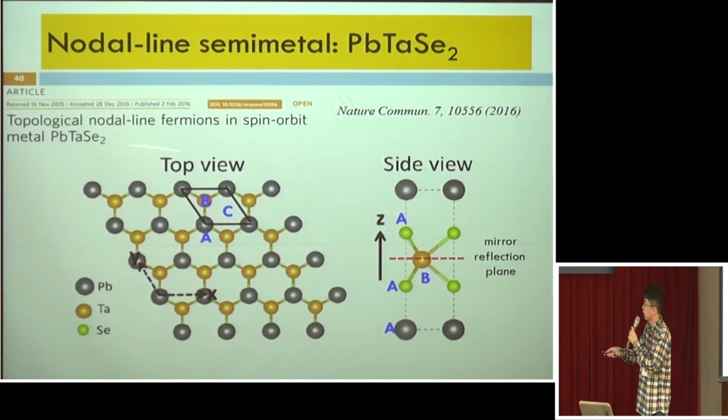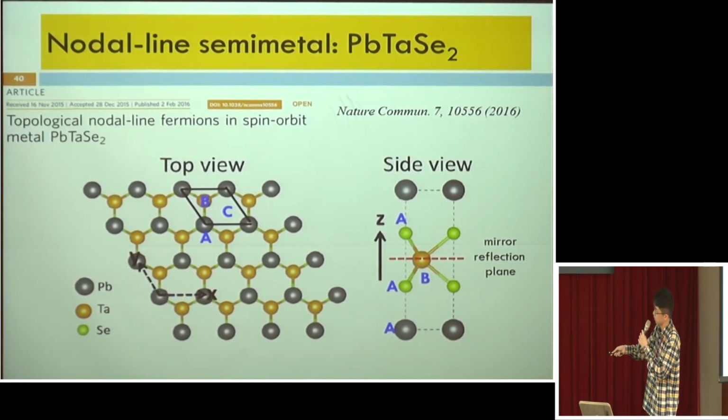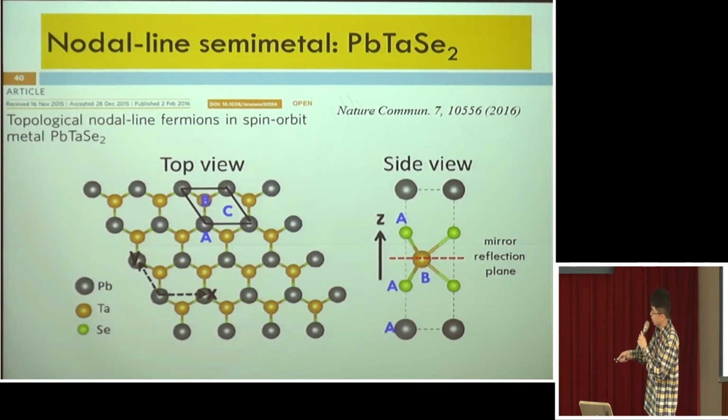We noticed a layered tantalum selenide. It has a layer structure. This system lacks inversion symmetry, but has a mirror symmetry along the z-axis. And this mirror plane plays a crucial role in protecting the nodal line.